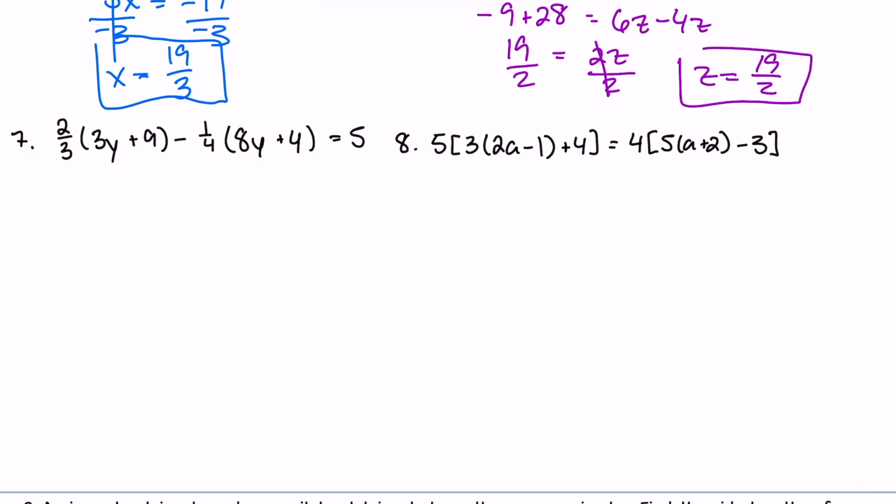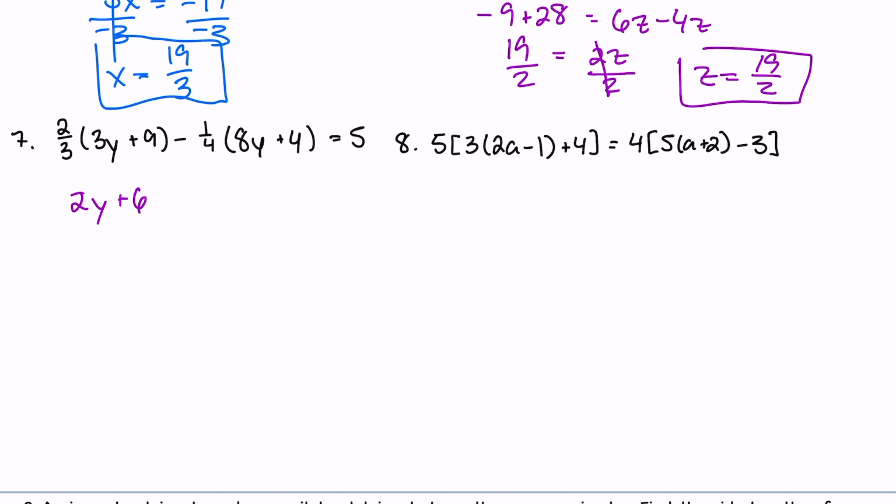So for question 7, we have 2 over 3 times 3y. So multiplying by 3, dividing by 3, those would cancel out. So we end up with 2y. And then 2 over 3 times 9. So 9 divided by 3 is 3. So we end up with 2 times 3, which is 6.